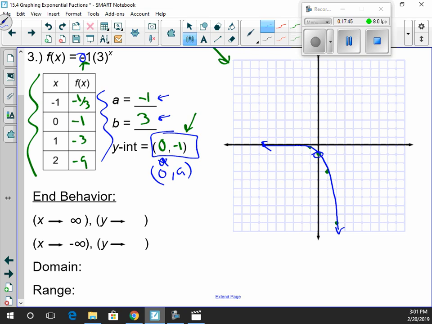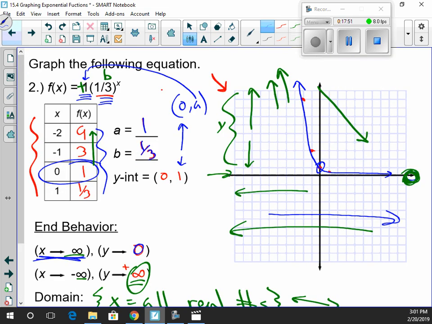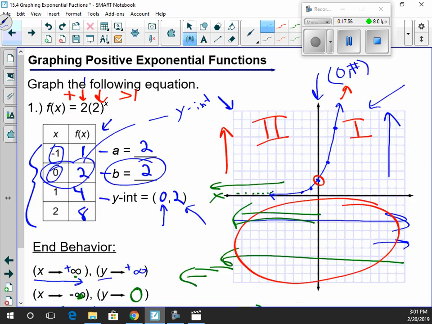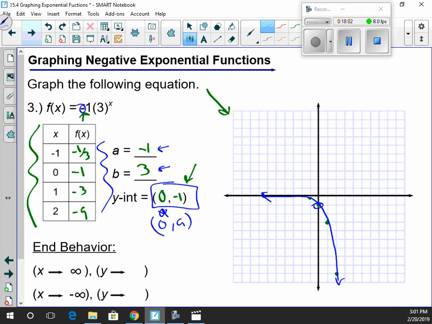Okay, so looking at the graph, this one looks slightly different than the last one. If we flip back and forth between the last graph and this one, let's look at the first graph, I suppose. This one had growth in the positive direction. This one had decay, or it went down in the positive direction, all right? And that comes from the fact that we have a negative a value.